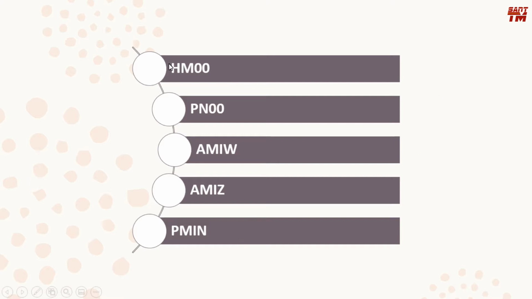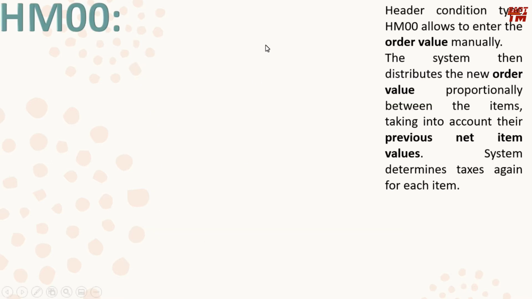Here they are. The first one is HM00, the second one is PN00, the third one is AMIW. AMIZ works in parallel together with AMIW, and the last one is PMIN. We will see them one by one. So let us start with HM00. HM00 is the header condition type which allows you to enter the order value manually.